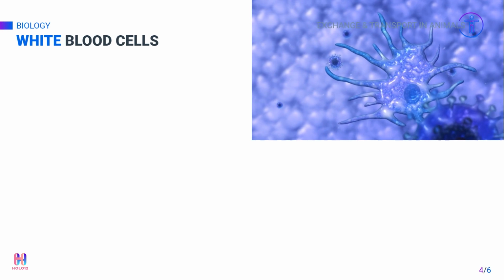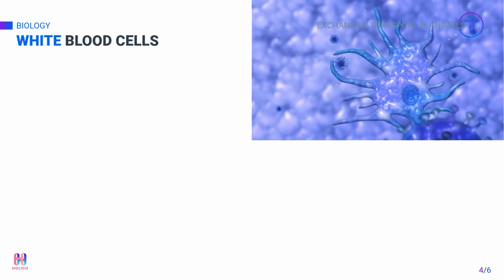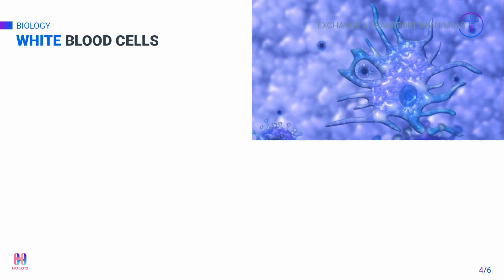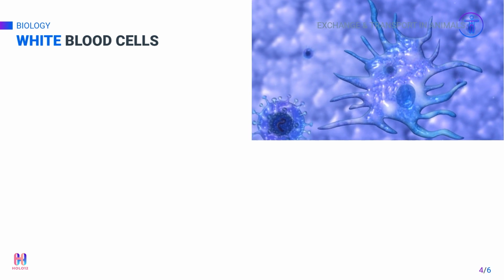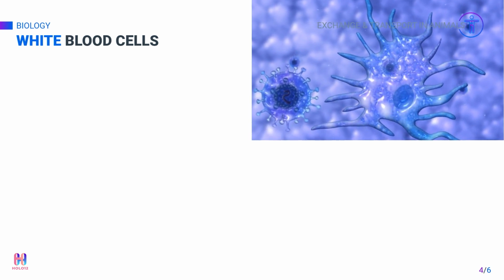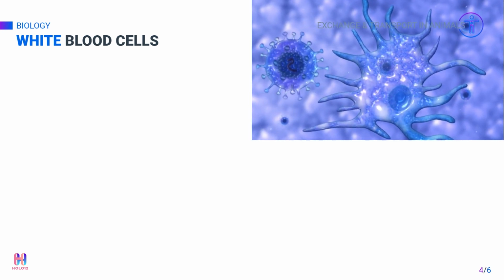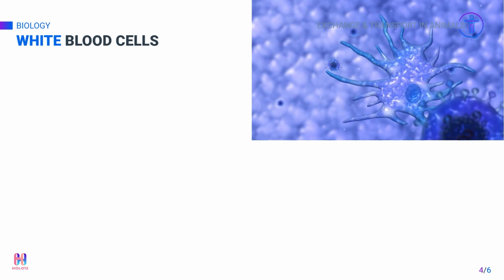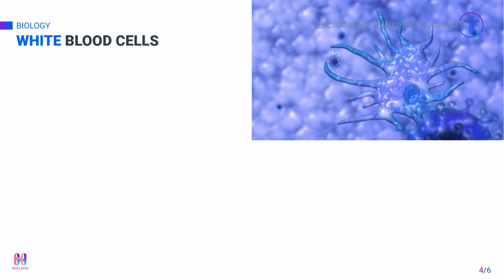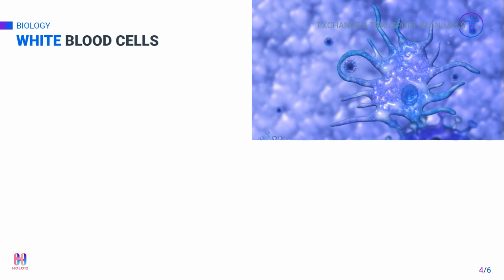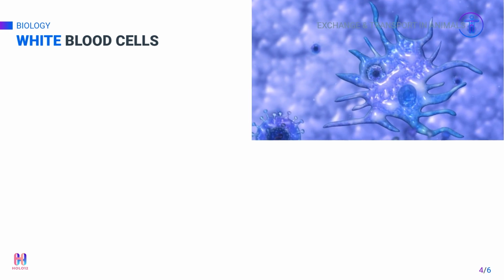Phagocytes comprise 70% of all white blood cells, or WBCs. They engulf or eat microorganisms and destroy them. This process is known as phagocytosis. These cells act as police and patrol the tissue to see if there are any harmful microorganisms nearby.